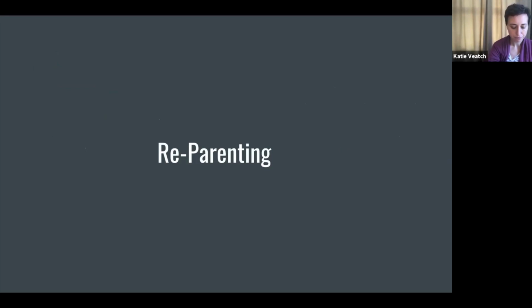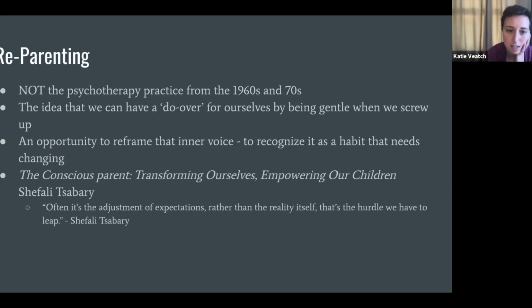So, reparenting. Reparenting is not the psychotherapy practice from the 1960s and 70s. It's the idea that we can have a do-over for ourselves by being gentle when we screw up. So even if you're not a parent, this is okay. If you answered those questions in the beginning and you're thinking about the way that you were parented and it's impacting your world and your relationships, this is an opportunity to reframe that inner voice. And you can recognize it as a habit that needs changing, and you can change it.